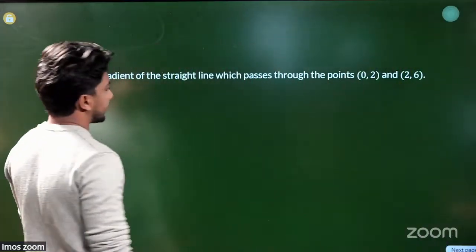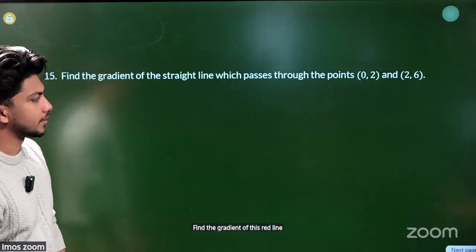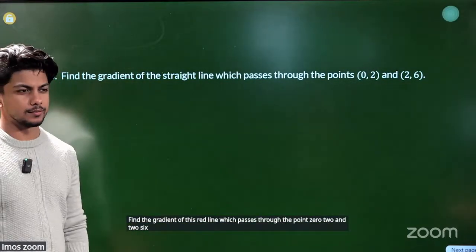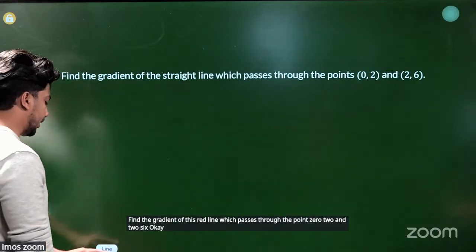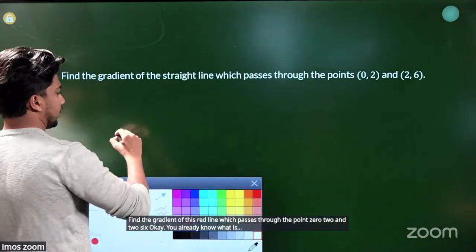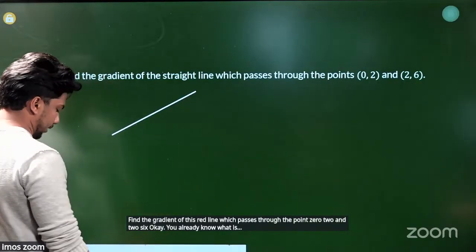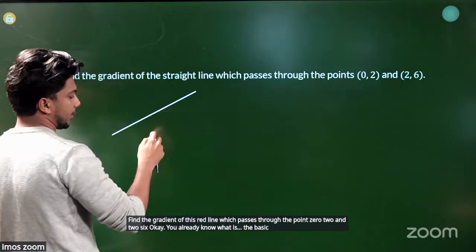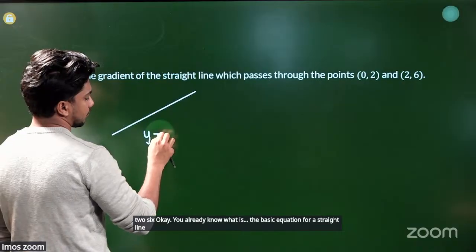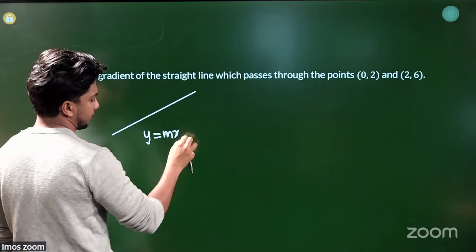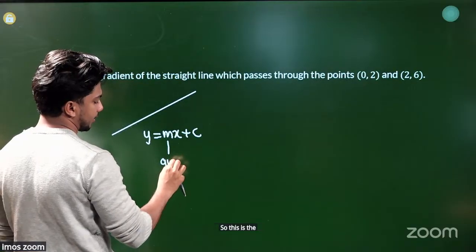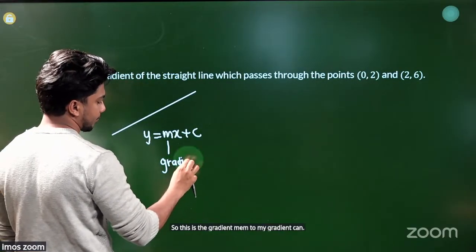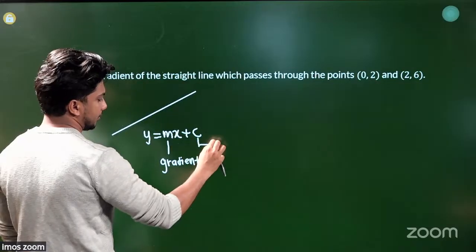Find the gradient of the straight line which passes through the points (0, 2) and (2, 6). Okay. You already know the basic equation for a straight line. y is equal to mx plus c. So this is the gradient. m is the gradient. c means intercept.